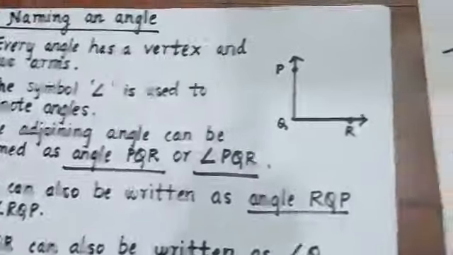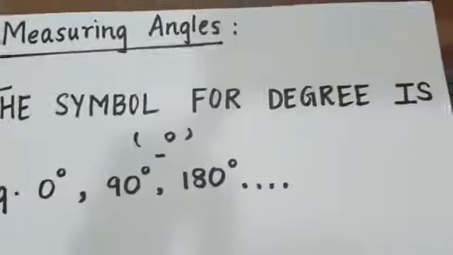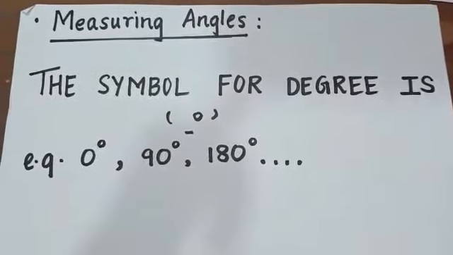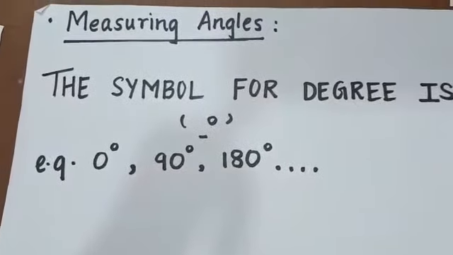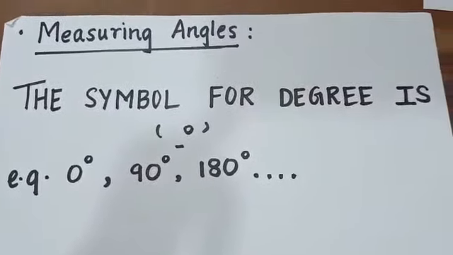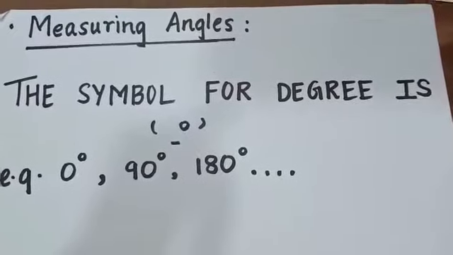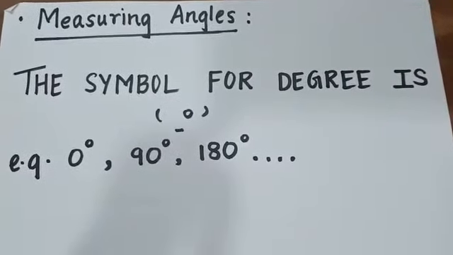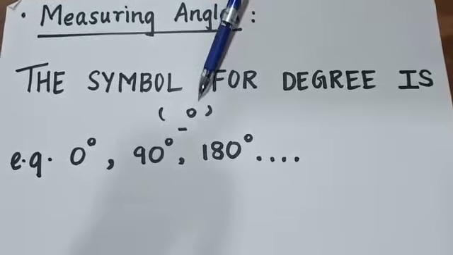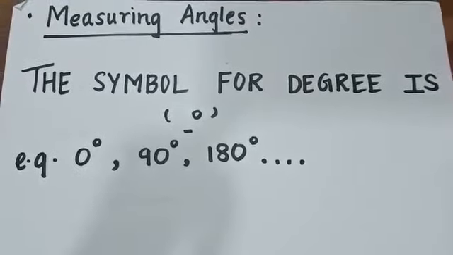Measuring angles. The standard unit for measuring angles is the degree. The symbol for degree is °. We can use a protractor to measure angles.